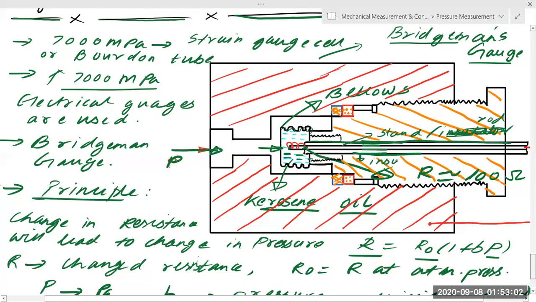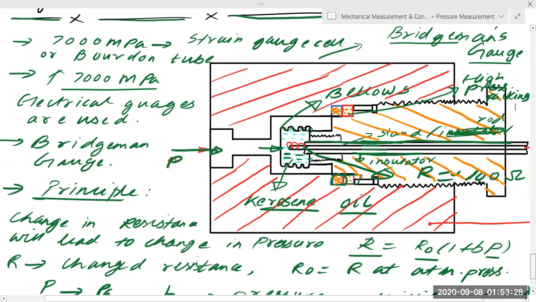Simple. Now there is one more thing that is very important. If you can see these two parts on both the sides, these are called Bridgman packing, high pressure packing. Simple. Now, this is all about the construction of the Bridgman gauge.